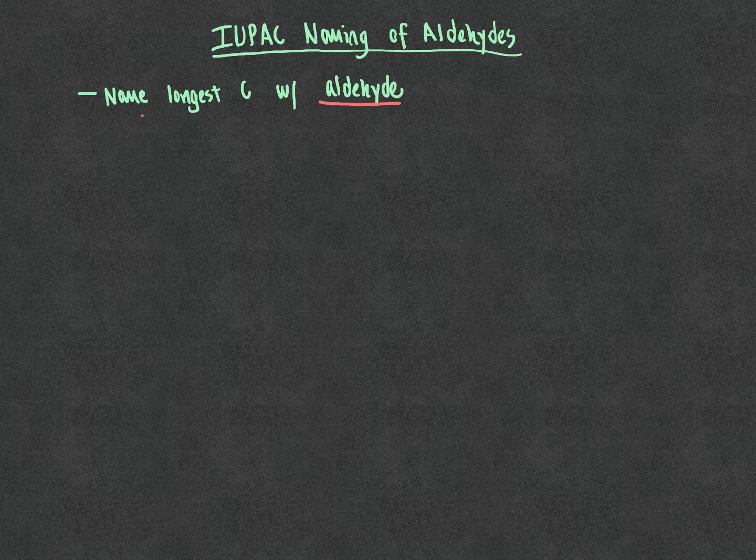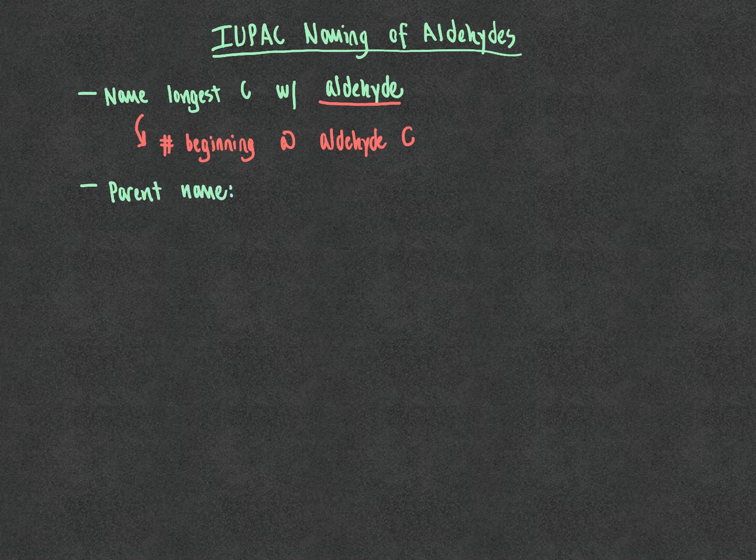Moreover, you are going to start numbering the chain at the aldehyde carbon, and then follow the longest pathway through the molecule. Once you reach the end of the molecule, the name of the parent chain, that is the last part of the name, is going to follow the template of taking the corresponding alkane names, such as methane, ethane, propane, butane, etc., dropping the E from that alkane name and replacing it with the letters Al for aldehyde.